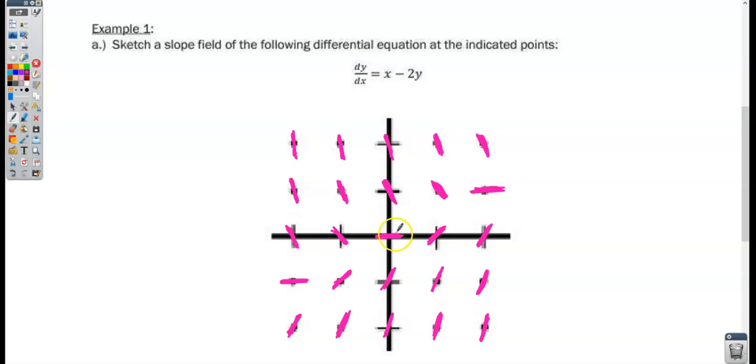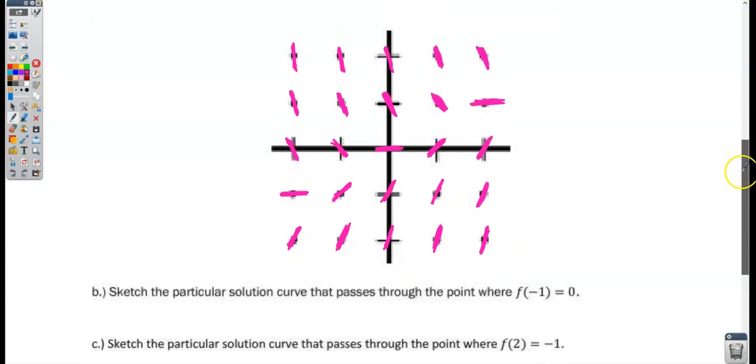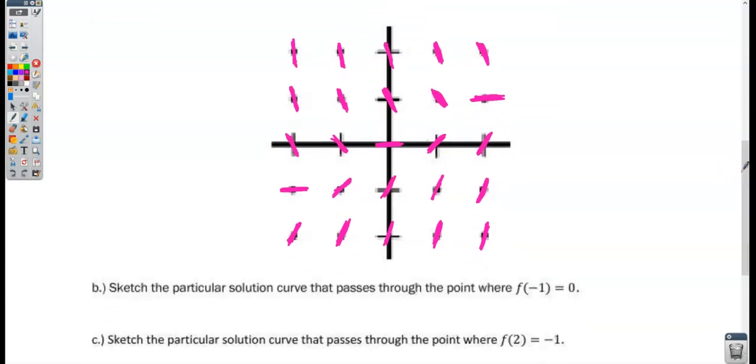Now remember this pattern that we had where, as we went up 1 and over 2 from one point to the next, we maintained the slope, because that's going to come into play in what I'm about to do next. One of the things that we can do once we have a slope field is that we can sketch a particular solution curve that passes through a given point on the graph. And we can do that by using the slope lines that are present.